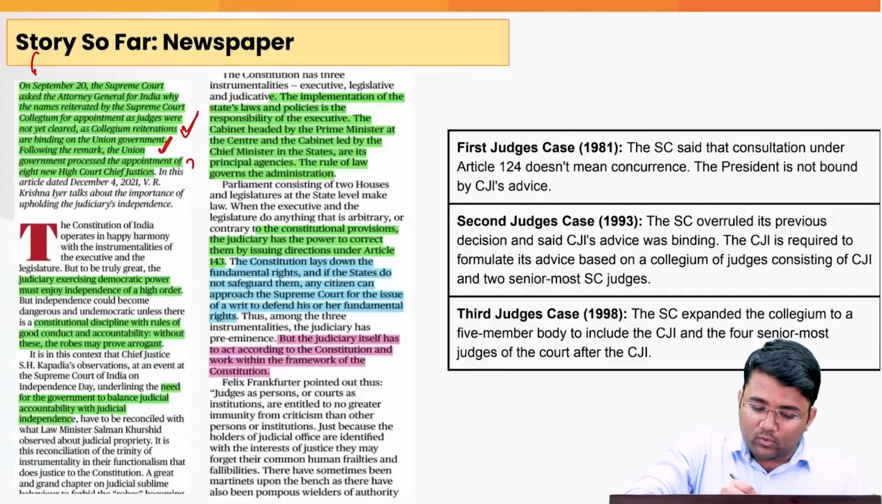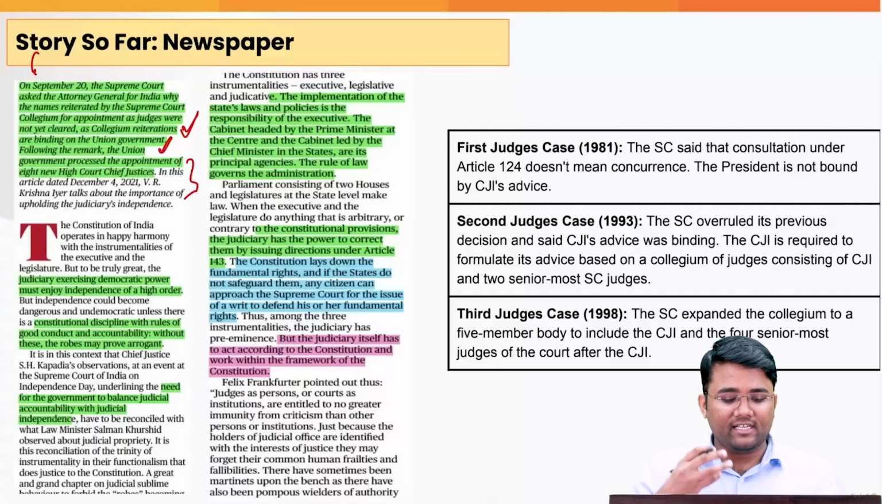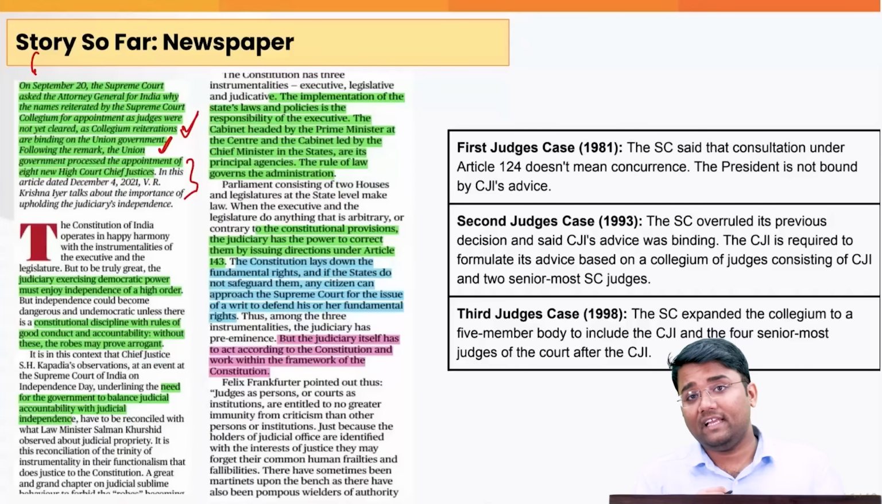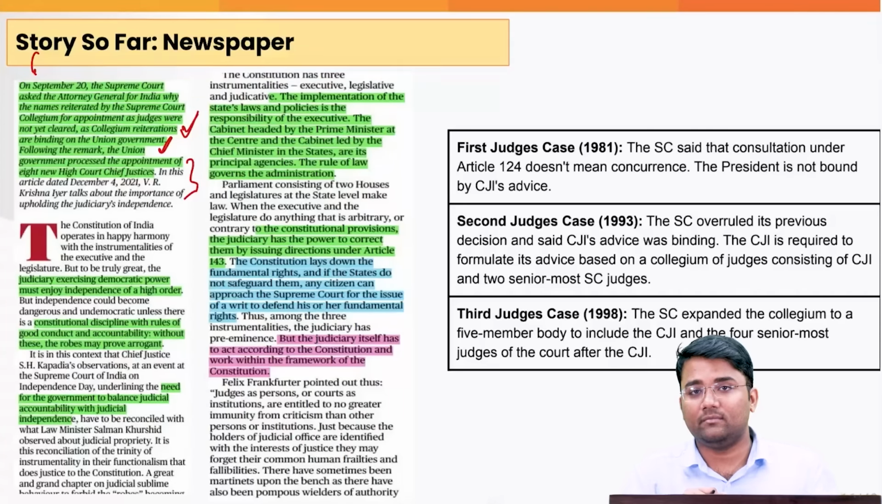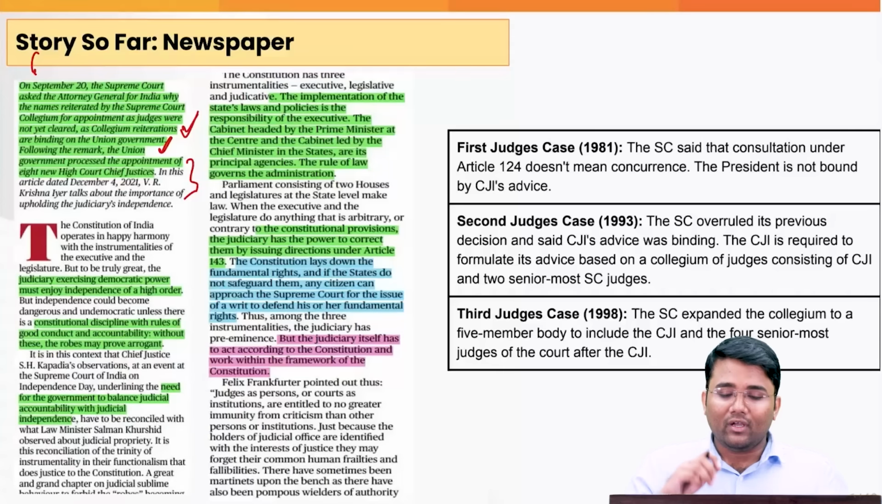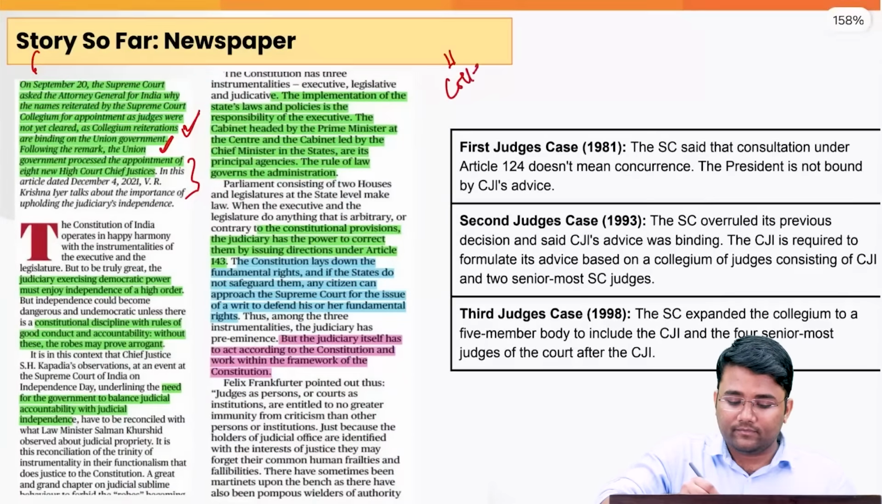So in this particular article, V.R. Krishna Iyer talks about the importance of upholding the judiciary's independence, as well as increasing transparency and bringing objectivity to the working of the collegium system in India. So at present, the appointment process is looked after by a collegium.